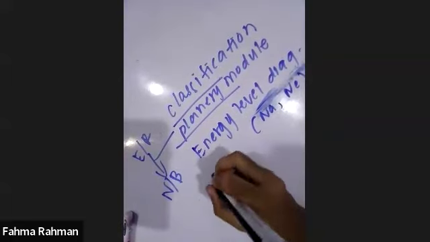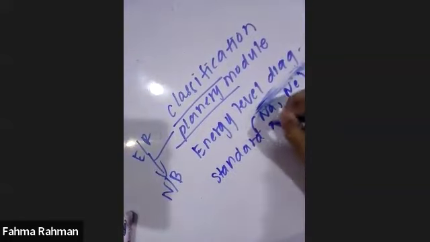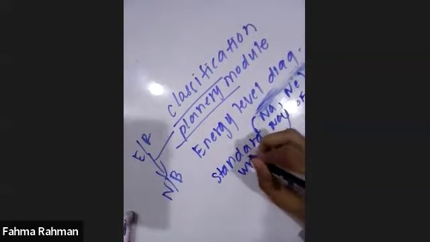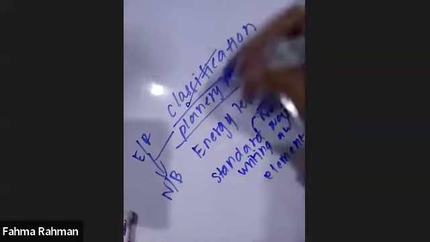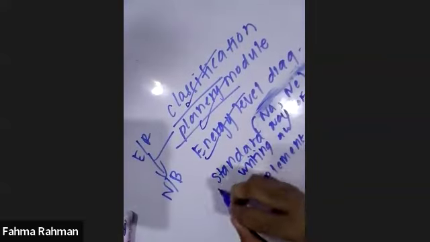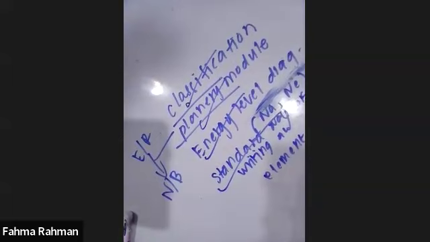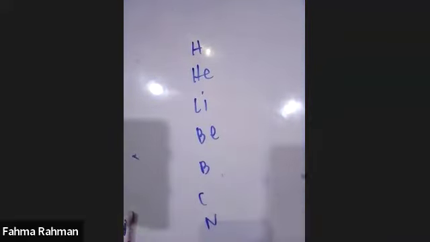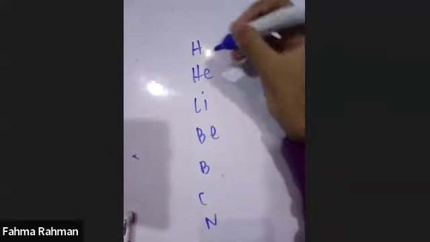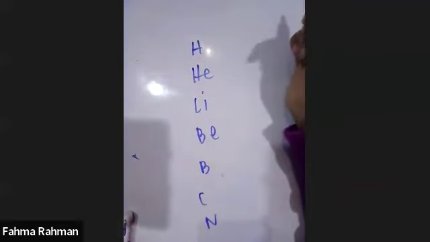And then I taught you all the standard way of writing an element. Okay? So basically, first we studied the classification, planetary model, energy level diagram, and then the standard way of writing an element. Then we are moving on to electronic configuration, which is basically very easy, like I taught you by drawing. But here we are going to study by writing the symbols. Okay. Now, if you take hydrogen, helium, lithium, beryllium, boron, carbon, nitrogen, these elements are found in the periodic table.